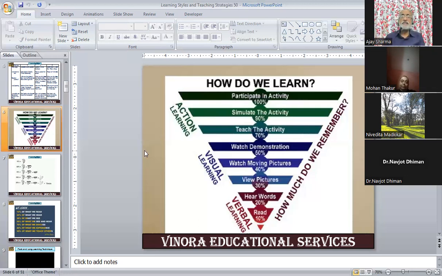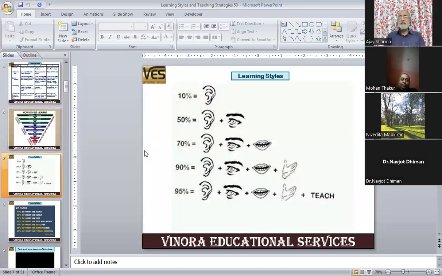Next slide देखेंगे इसकी। 10% we retain by hearing, and if you go down, then 50%, 70%, 90%, and 95%. That means from the left hand side, you are hearing, seeing, speaking, and hands show that you are physically attached with that activity. Still, that is 95%. तो मोहन जी, ये 95% कहाँ चला गया? Where is that 5% gone?